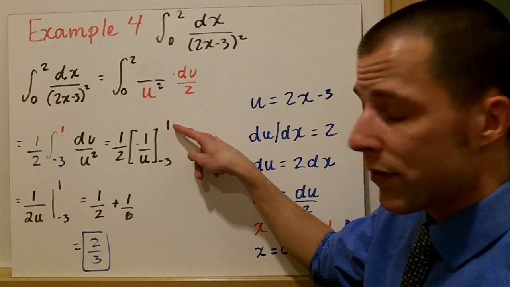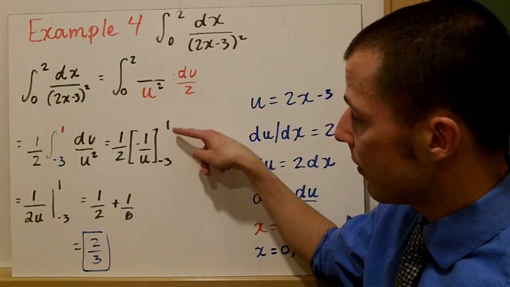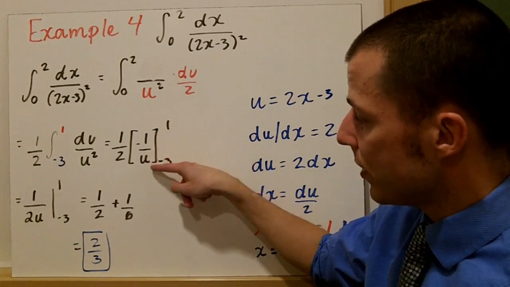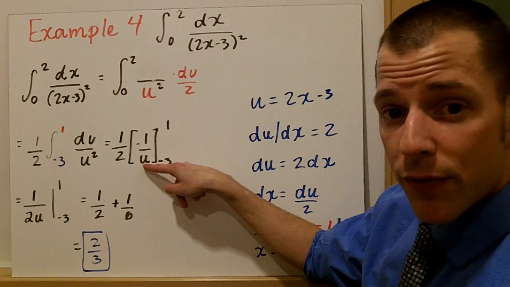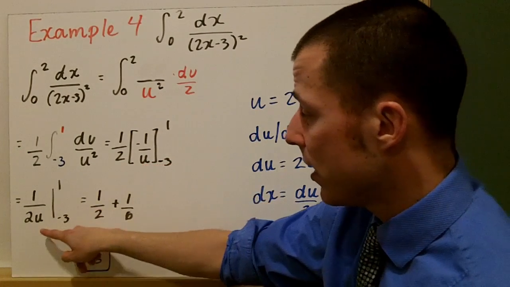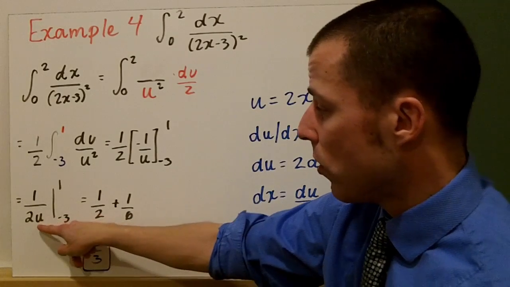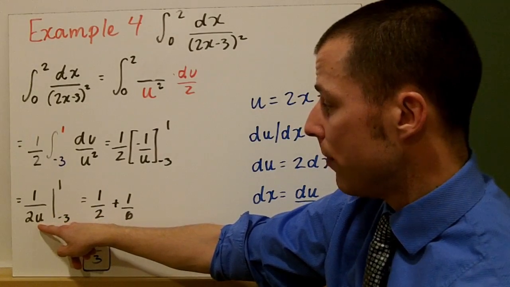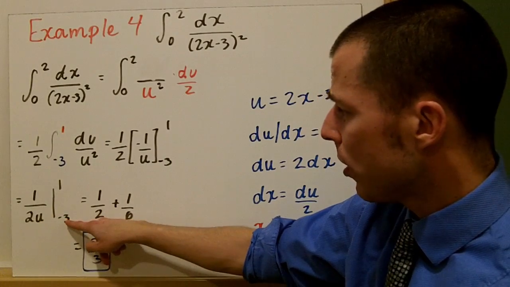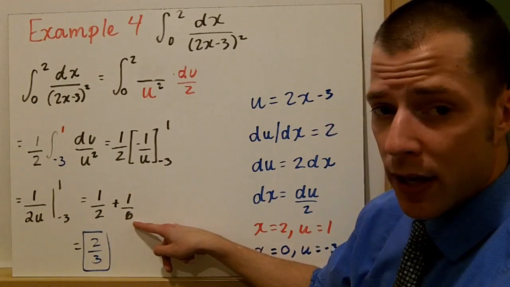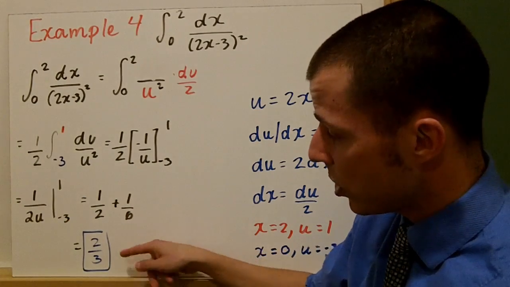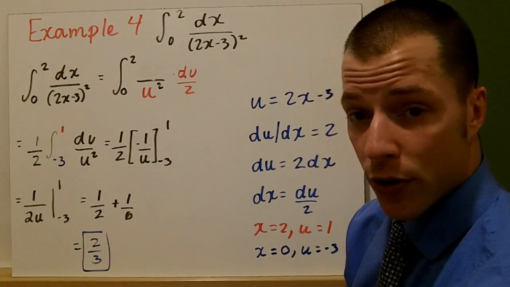So now I have to evaluate from negative 3 to 1, and I plug both those values into this function and simplify, and this is what I do here. I plug 1 in, I get 1/2. I plug negative 3 and I get 1/6, and the evaluation becomes 2/3.